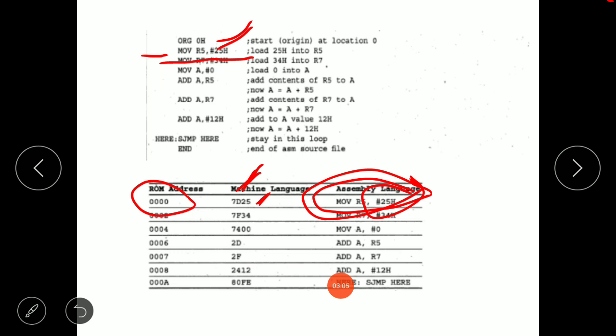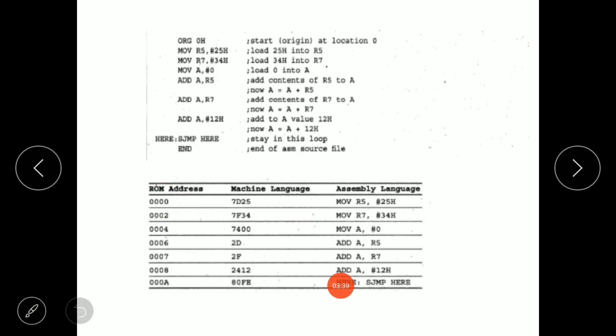So what is the purpose of this instruction? MOV R5, #25H means R5 is going to store the value 25. And how is this instruction going to get stored in the memory location? Since ORG 0H is written previously, in the memory location 0000, 7D is going to get stored, that is the opcode of the instruction, and the next memory location 0001 is going to store the 25. So this instruction is going to occupy 2 bytes, 0000 and 0001.